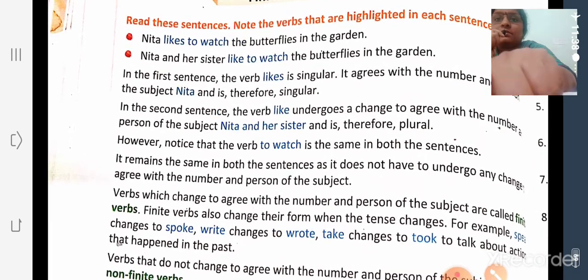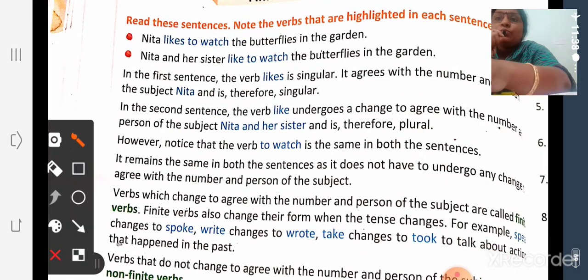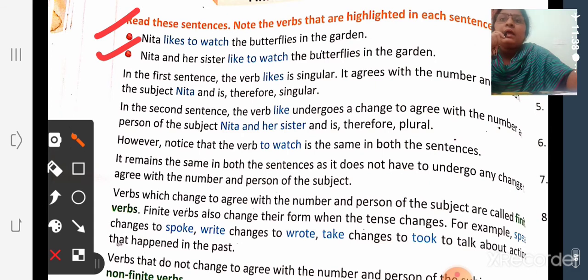So look at this sentence. Two sentences are given here. Neeta likes to watch the butterflies in the garden. Neeta and her sister like to watch the butterflies in the garden. So here in these sentences we can see two forms: likes and like. Look at the first sentence: Neeta likes to watch the butterflies in the garden. In the first sentence, the verb is likes.